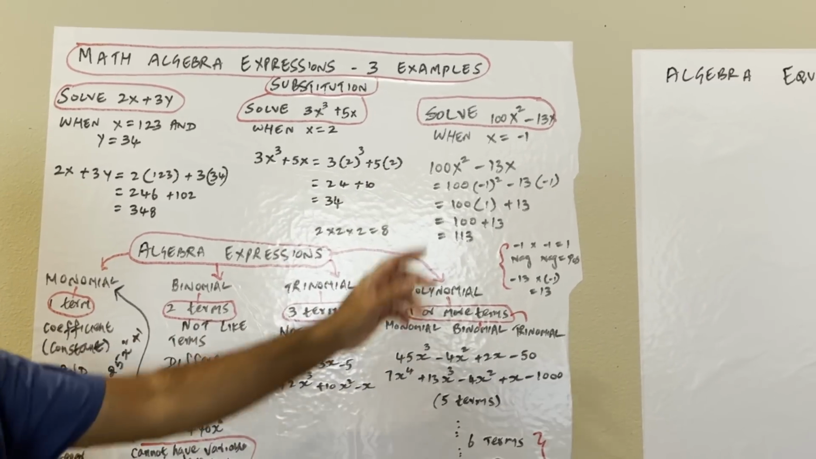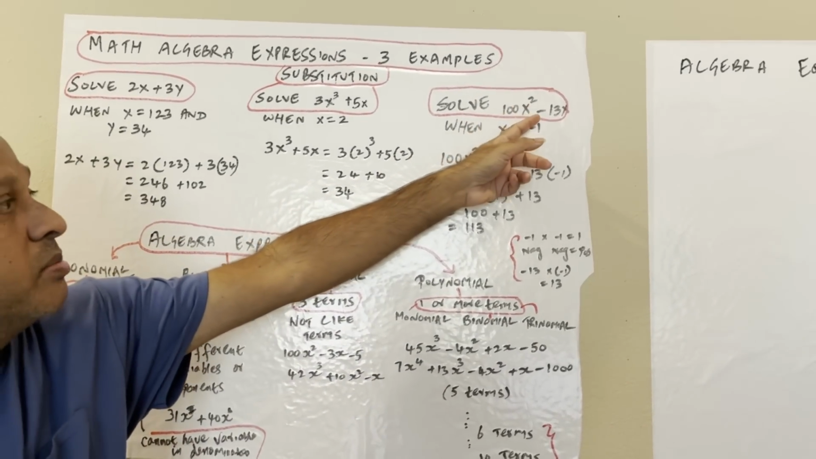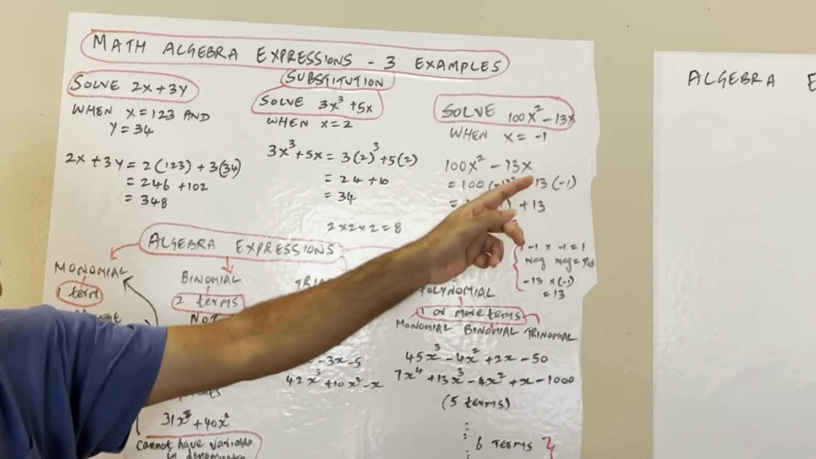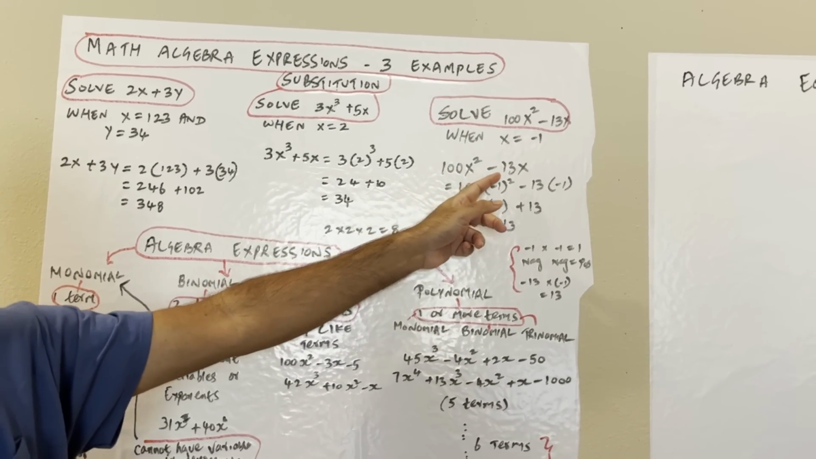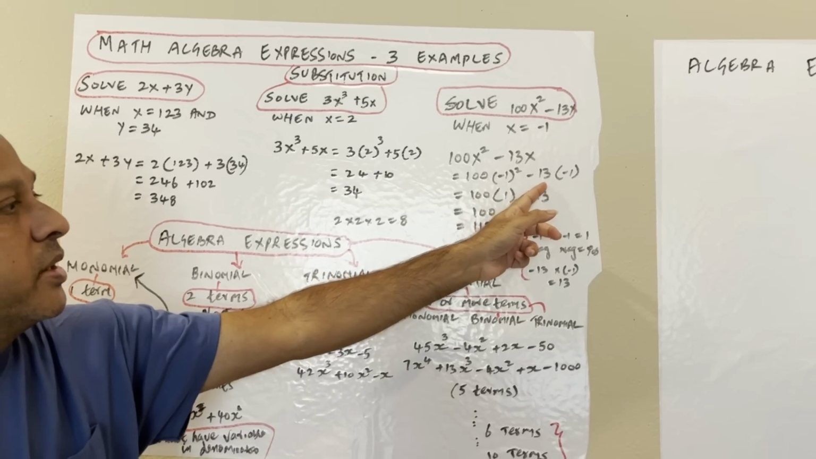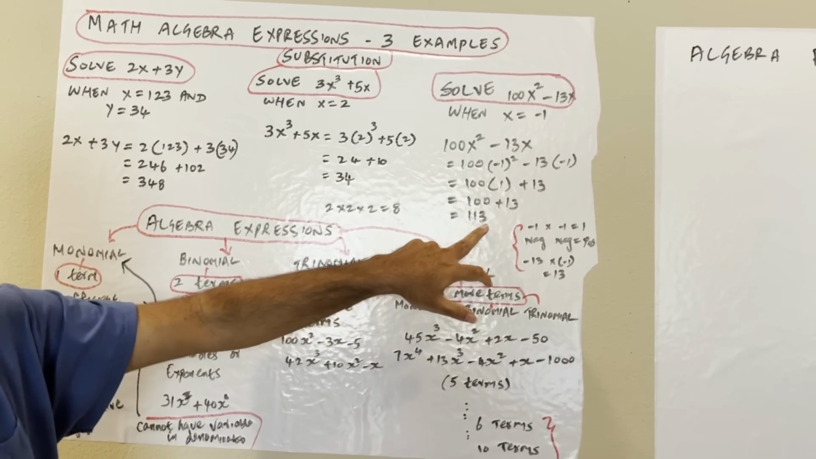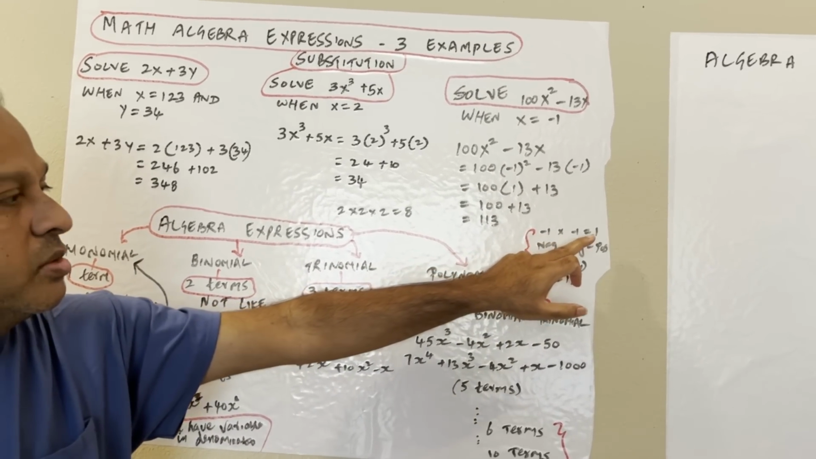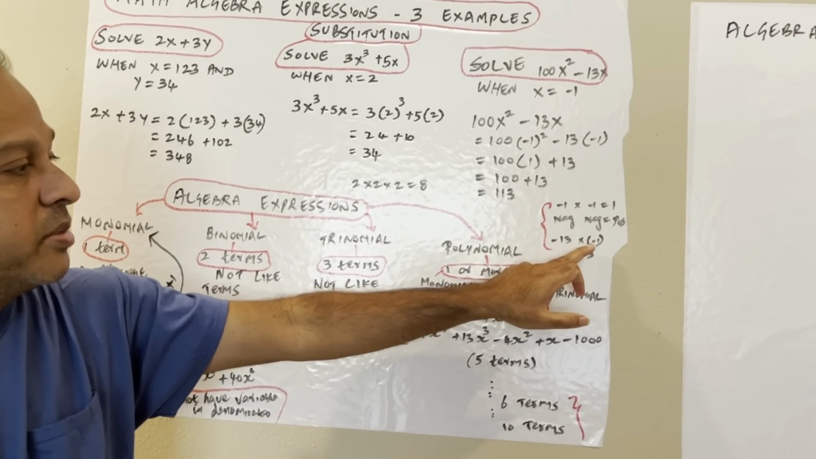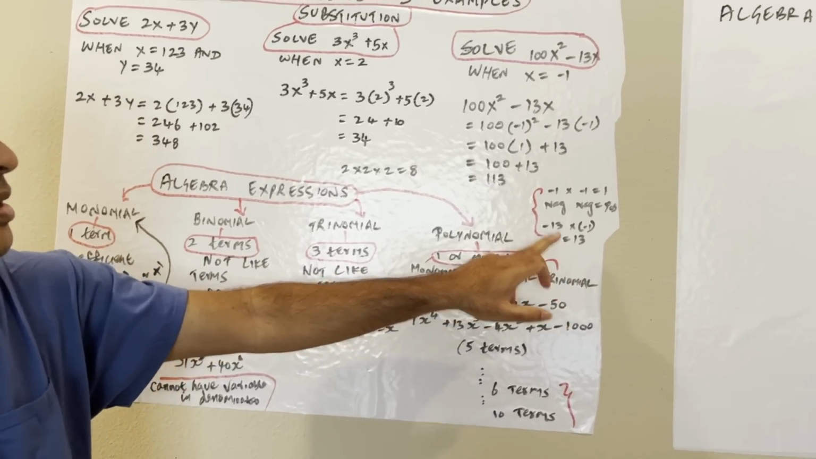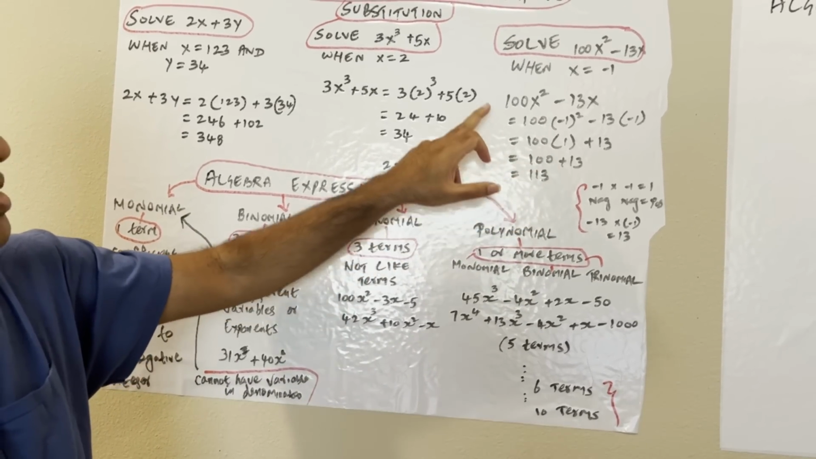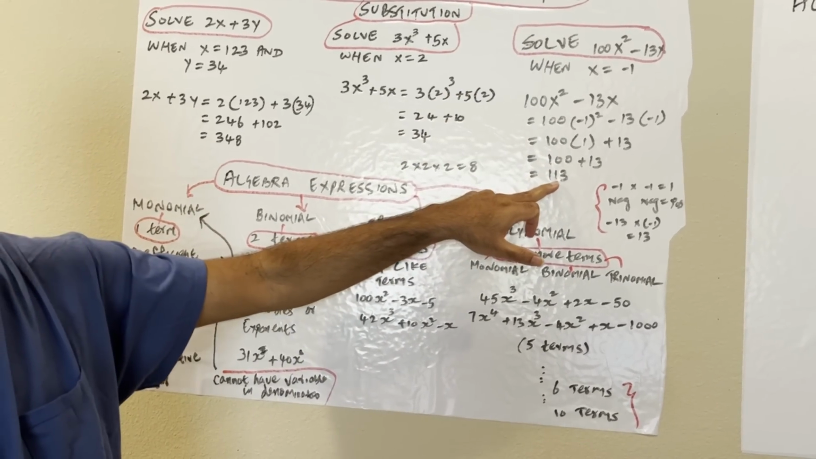Third example, solve 100x squared minus 13x when x equals negative 1. So 100x squared minus 13x, substitute minus 1 squared minus 13 times minus 1. Here you have to see negative times negative is positive 1. Negative 13 times negative 1 is positive 13. That's what I substituted here. So what you get is 100 plus 13, which is 113. The value for this equation is 113.